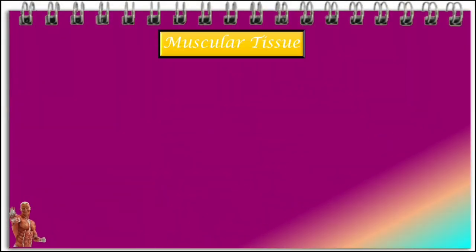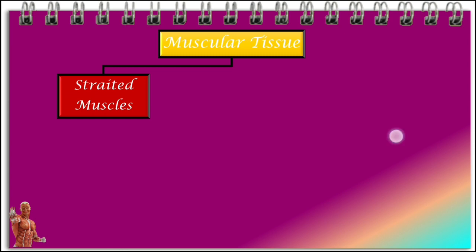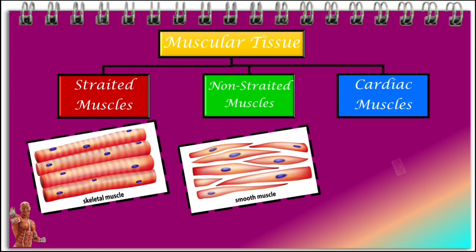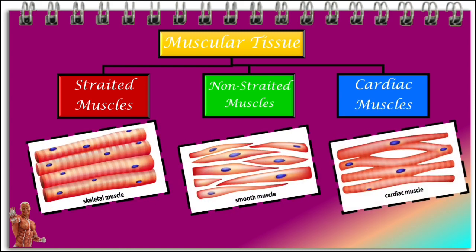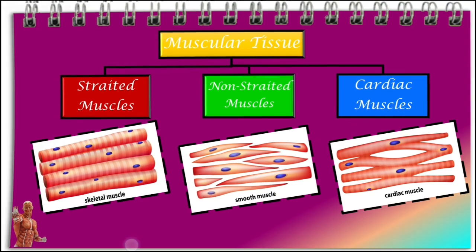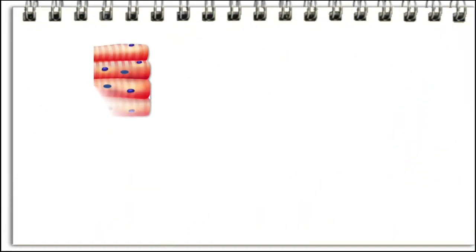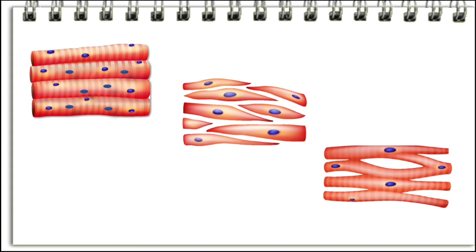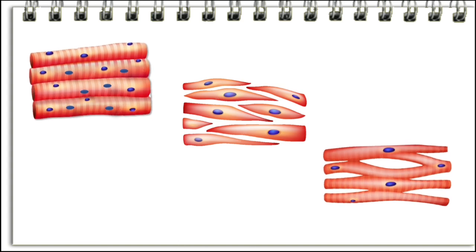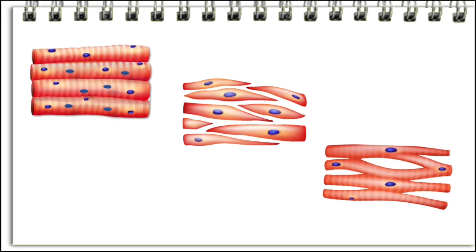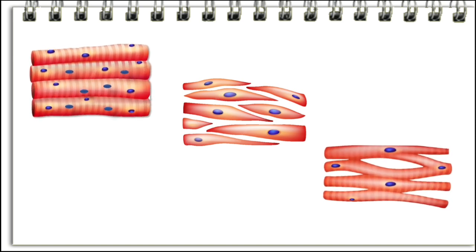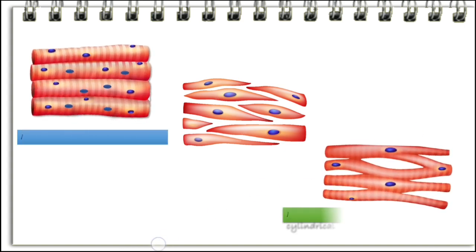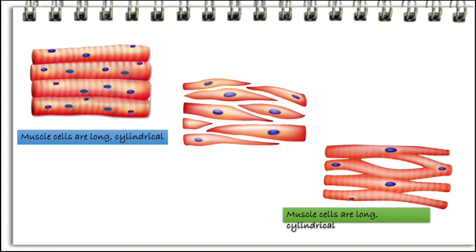Today we are going to focus on these types of muscle tissue. Muscular tissues are of three types: striated muscles, non-striated muscles and cardiac muscles. Let us see these muscles in more detail. Here we can see a picture of all three muscles, striated, non-striated and cardiac. Now in these two pictures, striated muscles and cardiac muscles, do you find any similarity in them? Yes, there is a similarity. And what are those similarities? That these muscles are long and cylindrical.